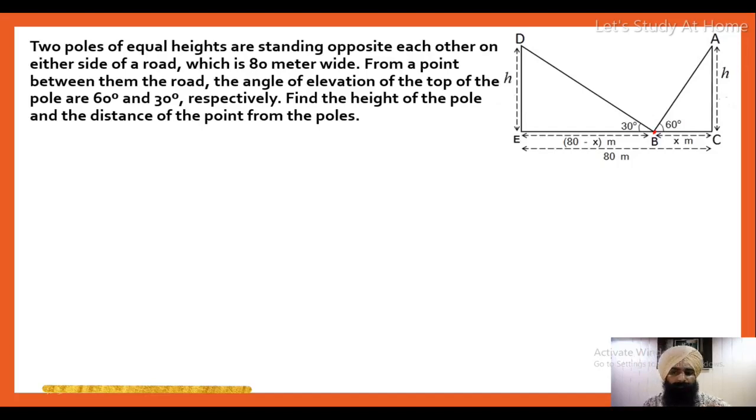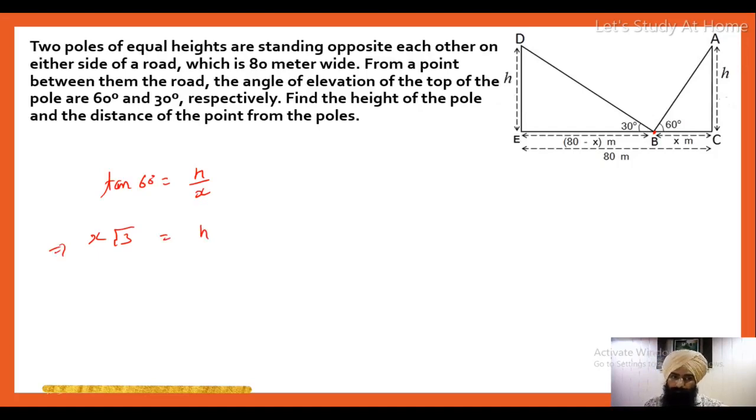Now let's start. Again your favorite tan 60 degrees is equal to h upon x, meaning perpendicular upon base. Under root 3 means x will multiply this side, and h is equal to x into under root 3. This is the height of the tower with respect to x.